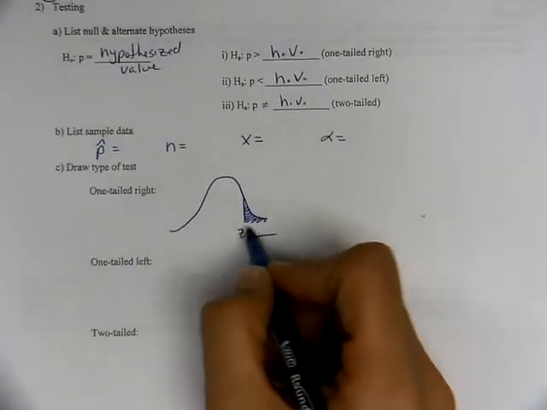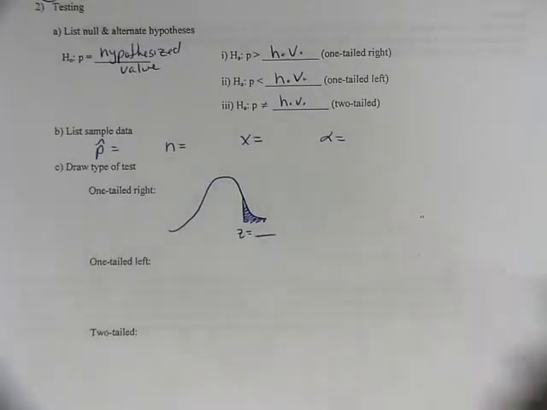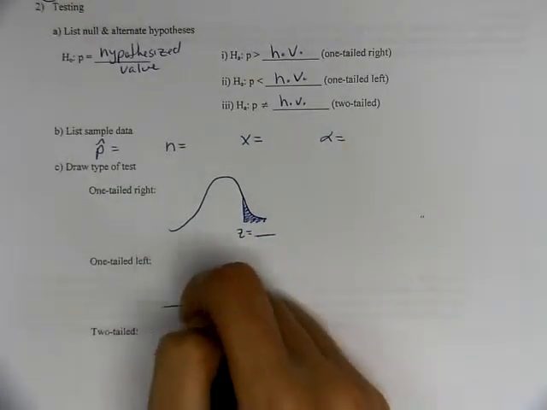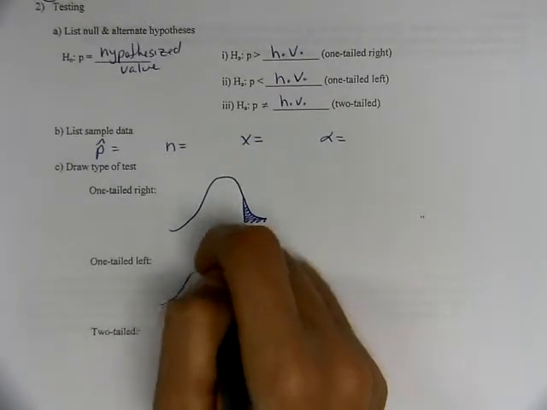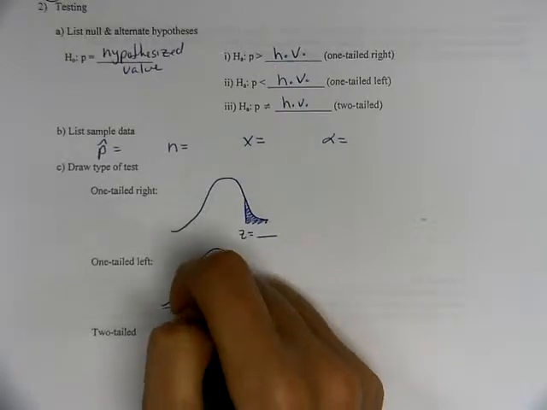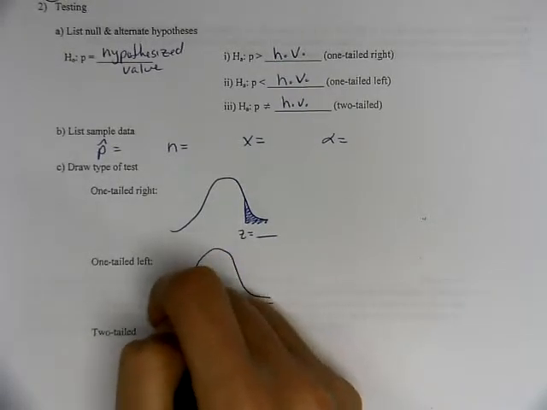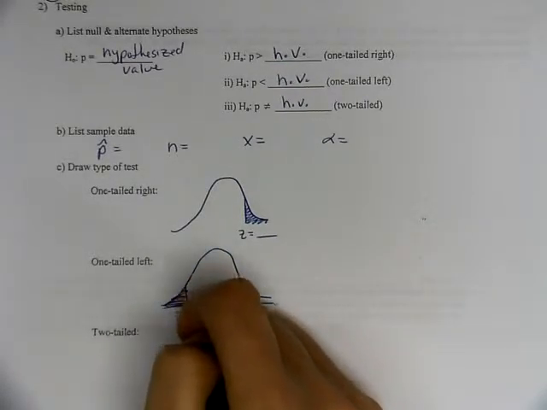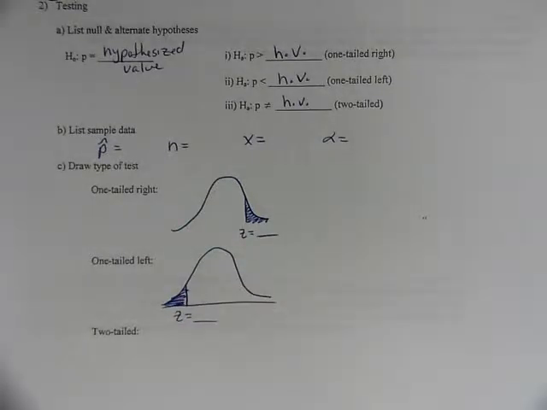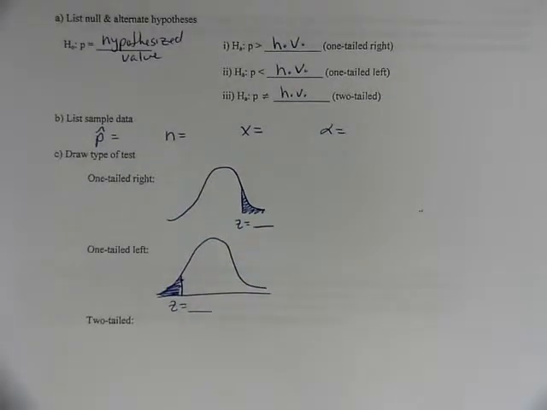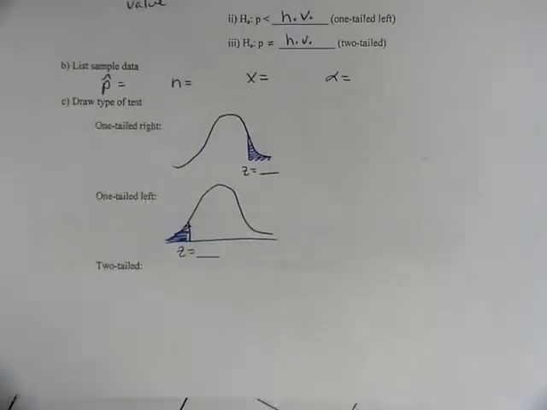So usually, whatever you get in your test statistic, if it's a one-tailed left, that means you're looking at a less than situation. So you draw yourself a little mini curve, and then you give me z equals whatever you get for your test statistic. It's just to help you visualize kind of what you're actually doing.